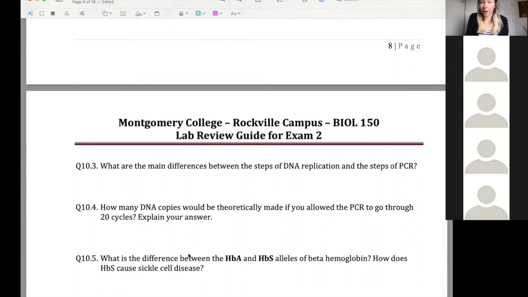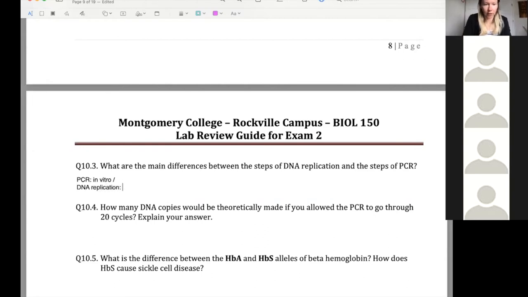Okay, so speaking of DNA replication versus PCR, that leads into this next question. What are some of the differences between DNA replication, say, like that happens inside of our cells, and the steps of a PCR reaction? Well, the main difference is that PCR is an in vitro process which synthesizes DNA, while DNA replication is the in vivo process of DNA synthesis. Right, that's a great first step.